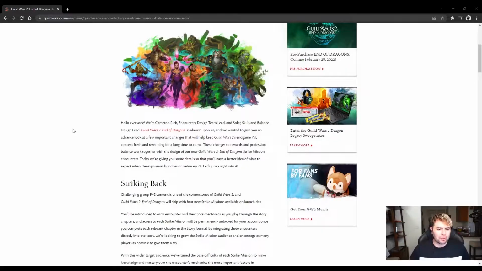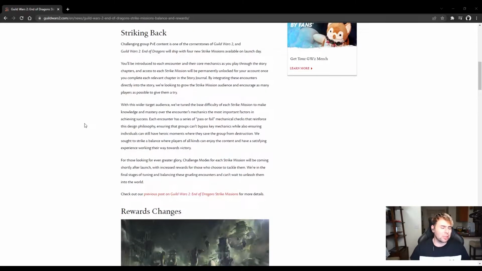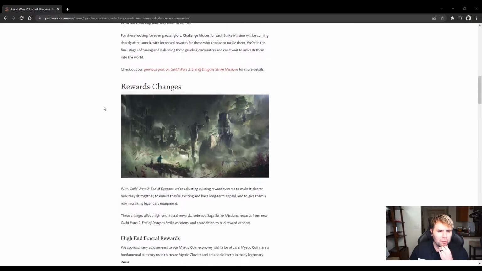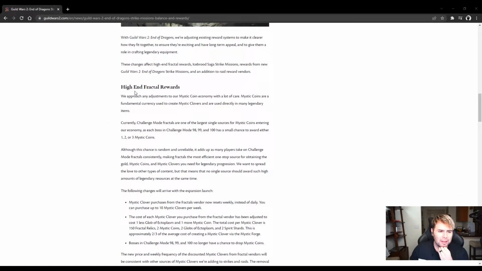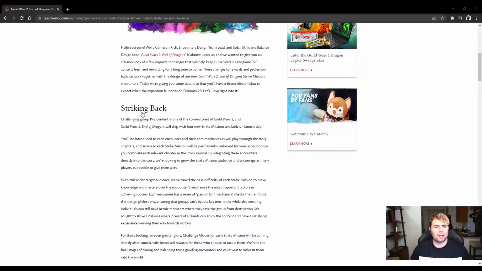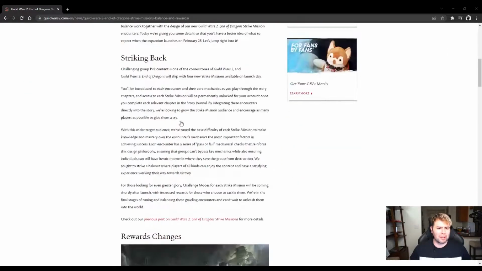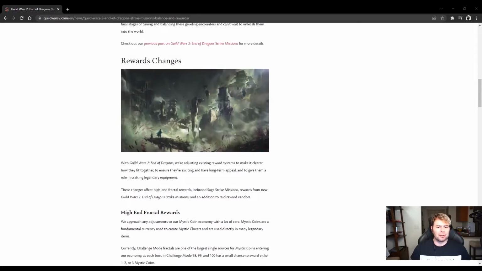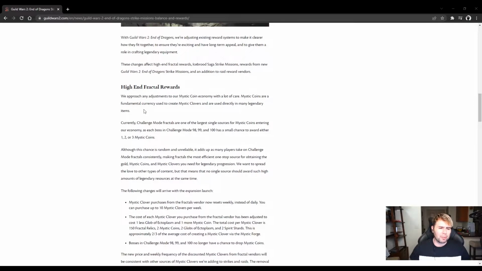And this letter talks about some of the new changes within fractals, which, quite frankly, I personally don't do a lot of. I've done fractals many times, but what ended up happening was they were trying to spread the love of the Mystic Coins, because they're coming out with the new strike mission, so they want to balance the economy here. They are going to adjust the economy for the Mystic Coins. They are the fundamental currency of Mystic Clovers and are used directly for legendary items.